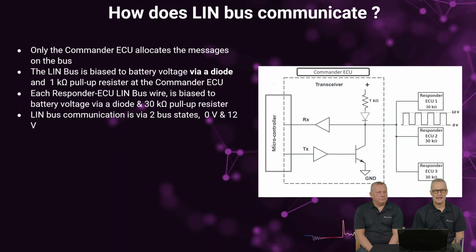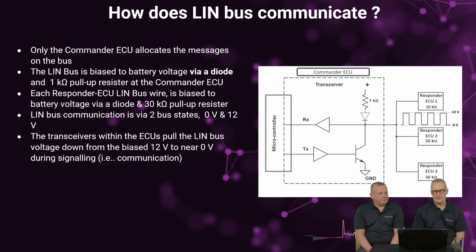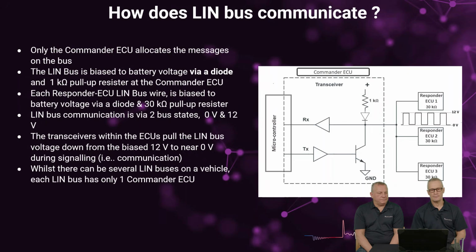LIN Bus communication is via two states, 0 volts and 12 volts. I think it's important, though we've said 0 volts and 12 volts there, they're reference to 0 and reference to battery voltage. Yes. Good point, because in the real world we'll see something a little different. The transceivers within the ECUs pull the LIN Bus voltage down from the biased 12 volts to near 0 volts during signalling, i.e. communication. And whilst there are several LIN buses on a vehicle, each LIN Bus has only one commander ECU. So you might have groups of LIN buses, but each one will have a commander.